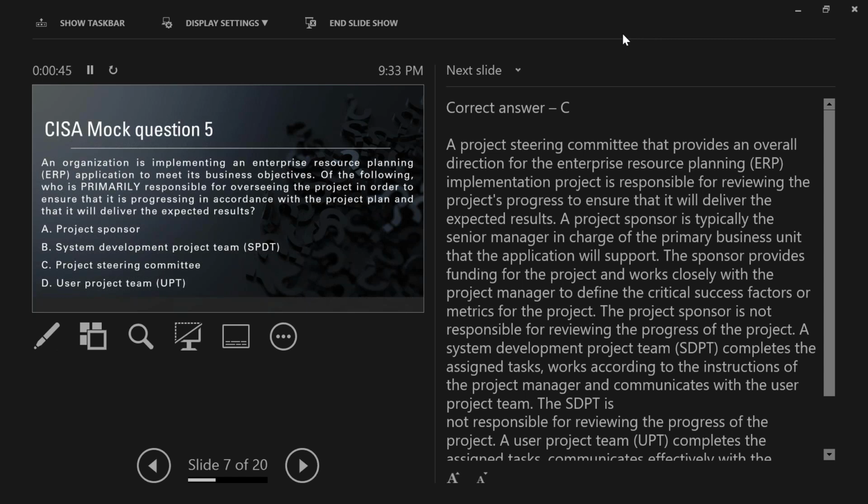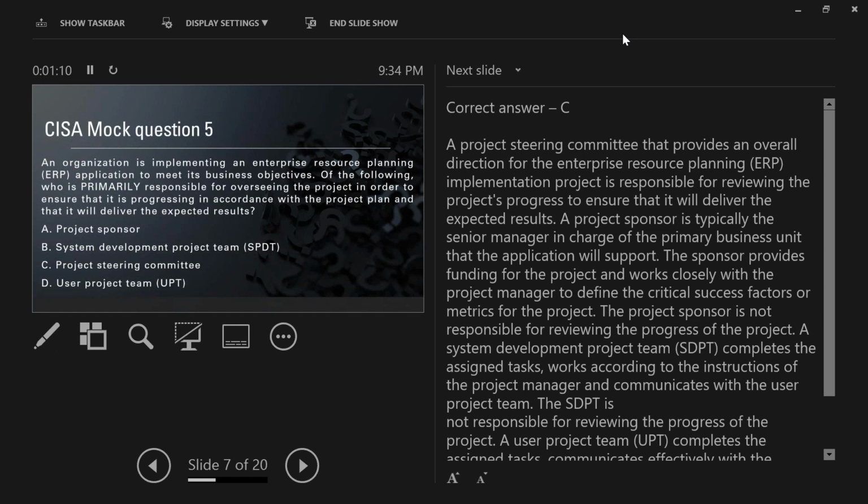So the project steering committee that provides an overall direction of the ERP is responsible for reviewing the project progress to ensure that it will deliver expected results. Sponsor is typically the senior manager in charge for the primary business unit that the application will support. Sponsor provides funding of the project and works closely with the project manager to define the critical success factors or metrics. Project sponsor is not responsible for reviewing the progress of the project.